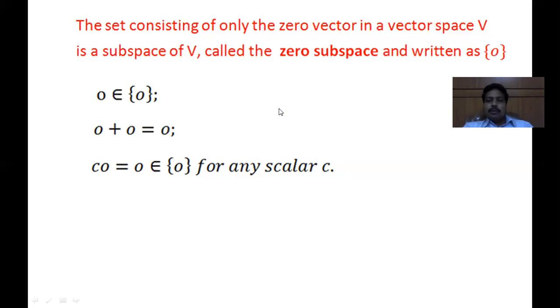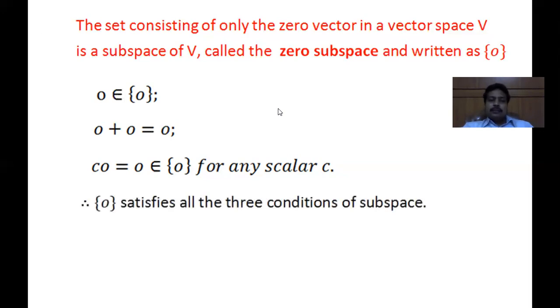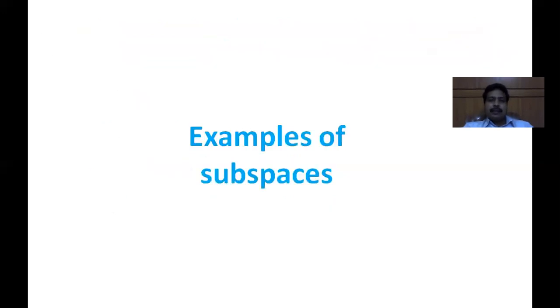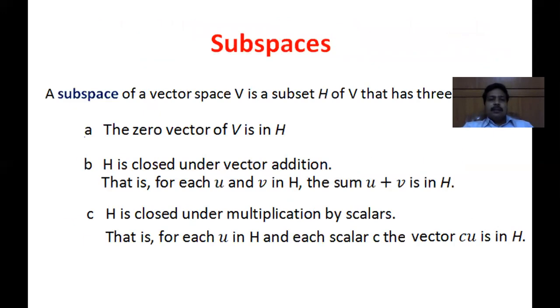So we can say that the singleton set 0 satisfies all the three conditions of a subspace. So the singleton set 0 is a subspace of the vector space. Out of the three conditions which are in the subspace, in some textbooks there will be B and C only. A follows from B and C. In fact, A follows from B and C.